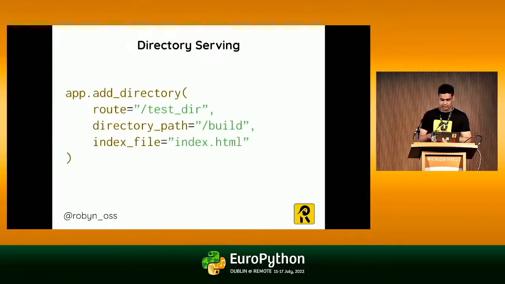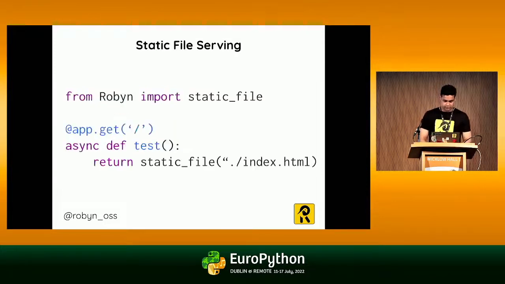And I was a React developer as well, and it always bothered me that I was unable to serve React applications from a Flask app very easily. So I created a way to add subroutes, and you can serve multiple React applications on a single server using the add directory method. We have static file serving, which is much faster than the native Python file serving.